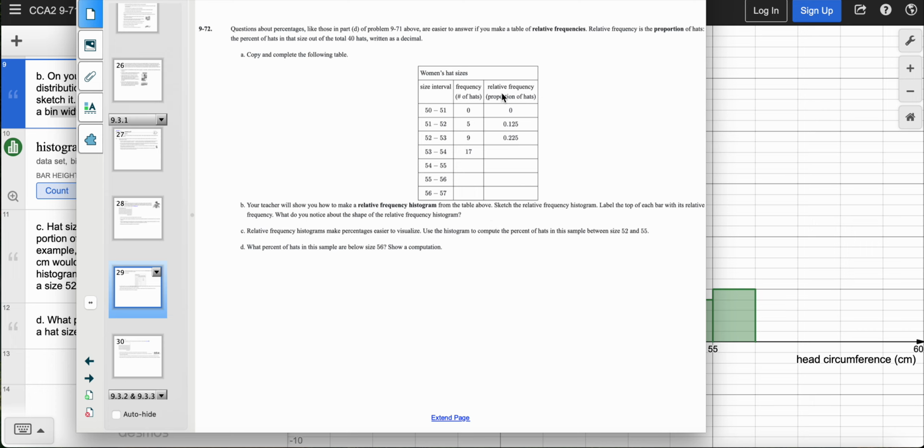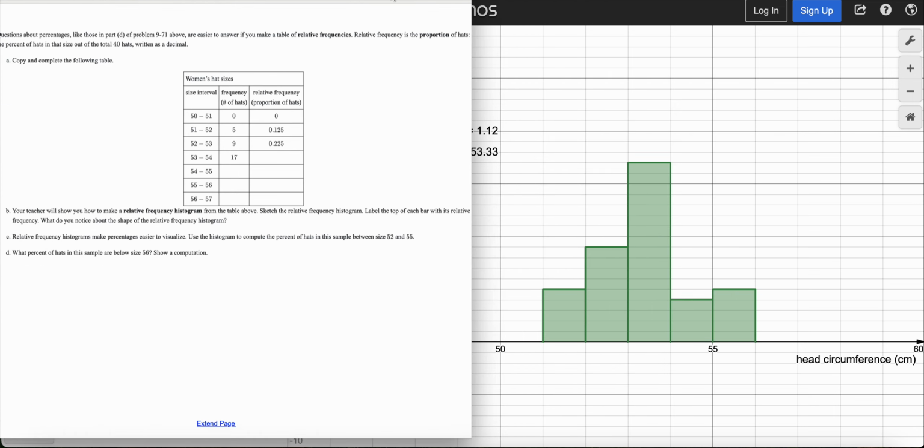So to make these numbers, you're going to take the number of people who fall into that bin. So from 51 to 52, right here, I've got 5 people. So that's where this 5 comes from. And then to get this decimal, I'm going to take the number of people in that bin, 5, divided by our total number of people, which in this case was 40. So 5 divided by 40 gives me 0.125.